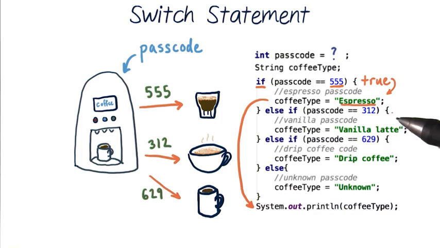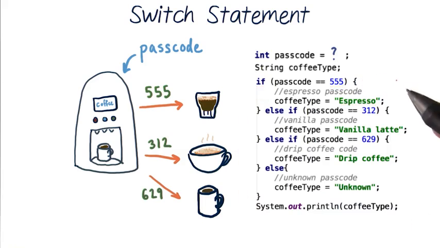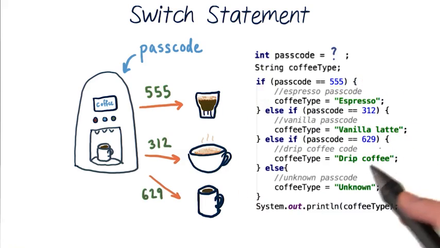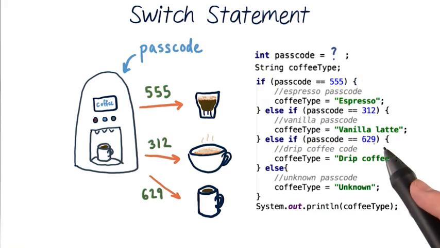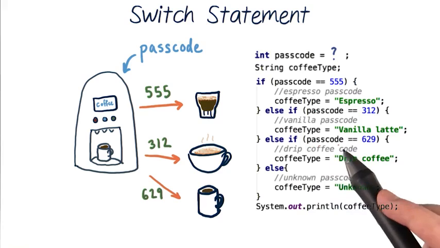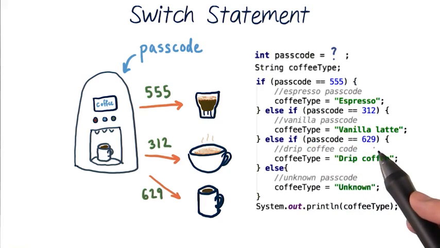And the rest of this code works similarly. We check if the passcode is equal to 312. If it's not, we then check if it's equal to 629. And if it's not equal to any of these, our coffee type will be set to unknown. But this type of code can get really long for multiple passcode checks, and we're doing a similar check for equality in each of these test conditions. We're saying passcode equals some specific value.